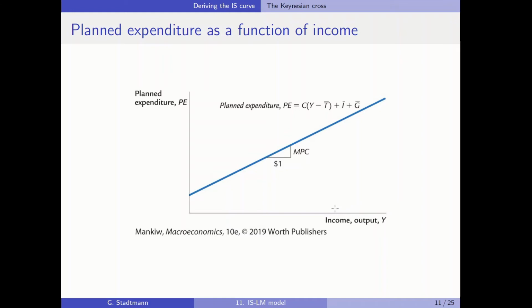Then we have to think about the slope. The slope of this curve is given by the marginal propensity to consume. In case income increases by 1 unit, the planned expenditure increases by C1, the marginal propensity to consume. In case we assume that the marginal propensity to consume is 0.6, for example, then when income increases by $1, consumption increases by 60 cents, and 40 cents will be saved by the private households. So when income increases by 1 unit, consumption does not increase by 1 unit, but only by C1, and this gives the positive slope of this curve.